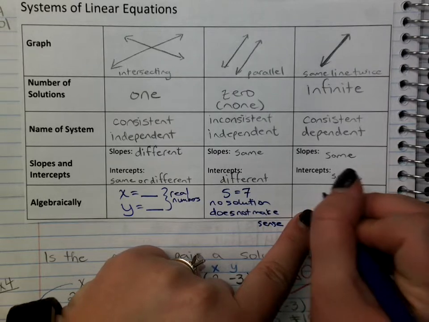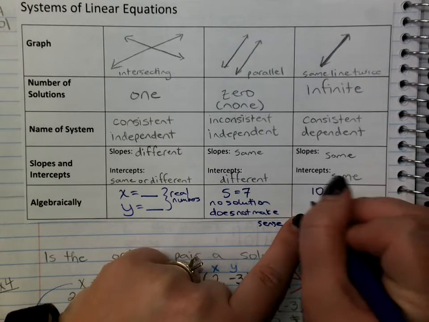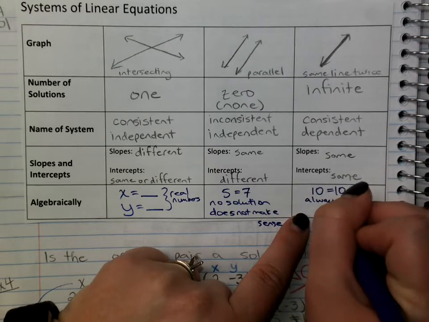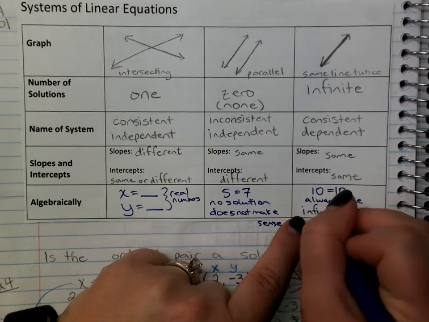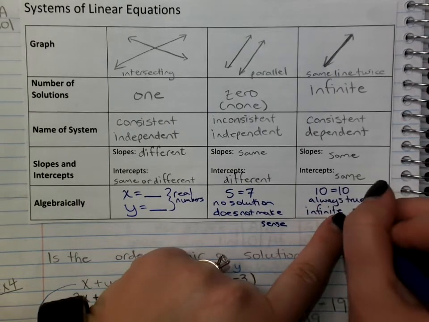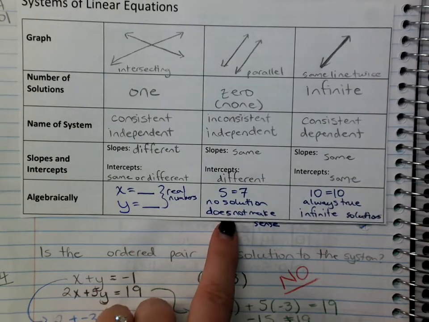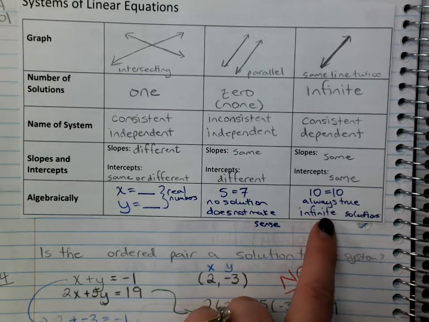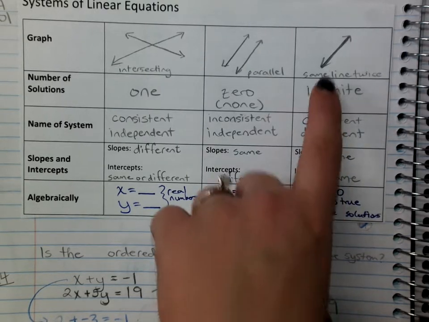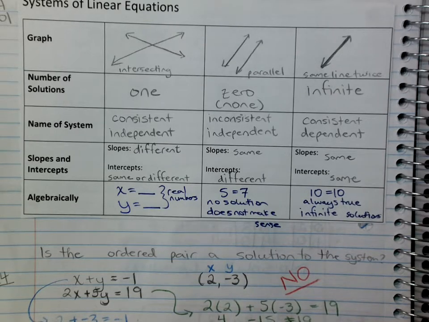If you get down to something that does make sense, like 10 equals 10, something that's always true, that's when you have infinite solutions. So when the variable disappears and you get down to something that does not make sense, it's no solution. That means you have parallel lines. If you get down to something that's always true and the variables disappear, you have the same line twice, and that's infinite solutions.